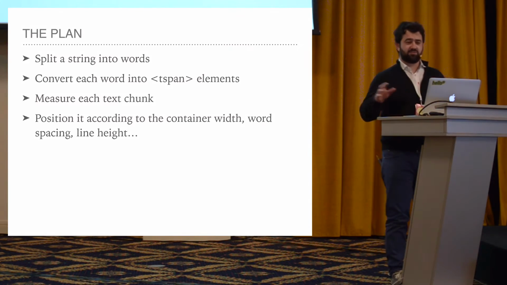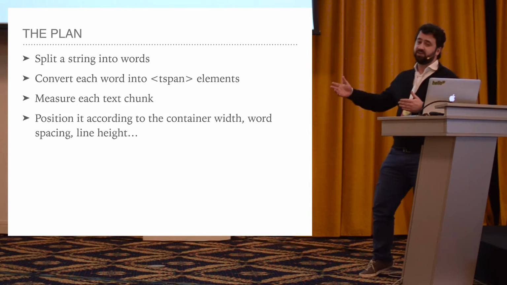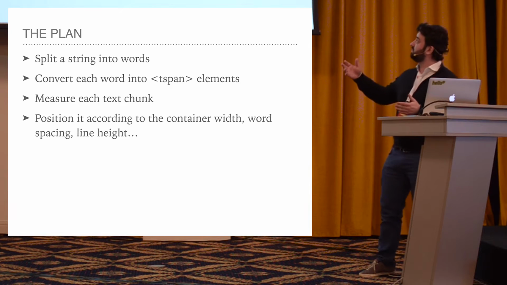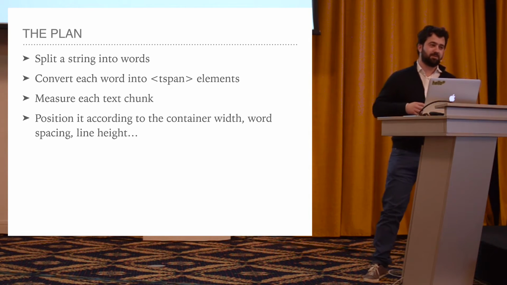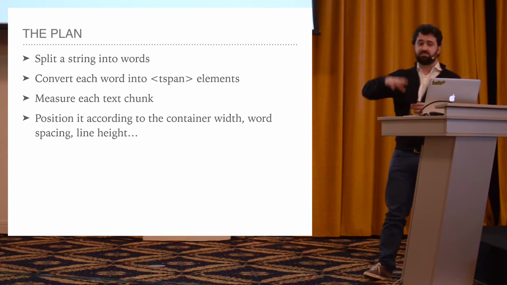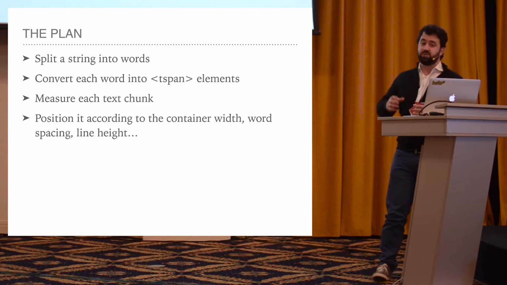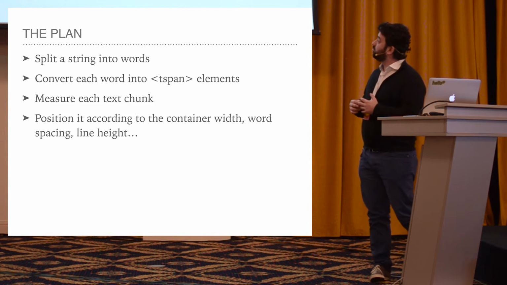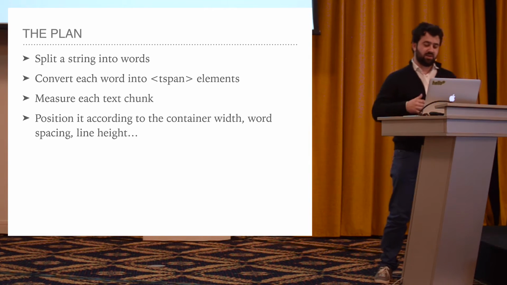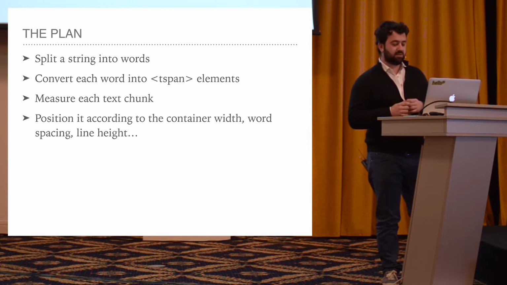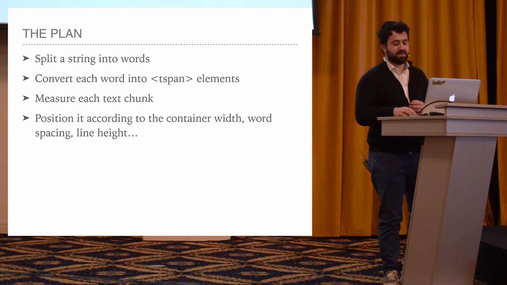And the plan was really simple, this naive. You would split a string into words, you would convert everything into a tspan element. Tspan is like a span in HTML, but it's positioned in an absolute way. We would measure each text chunk, and we would position it according to the width and height of the container and so forth. It's not a daunting task. We implemented a prototype in 2 weeks.